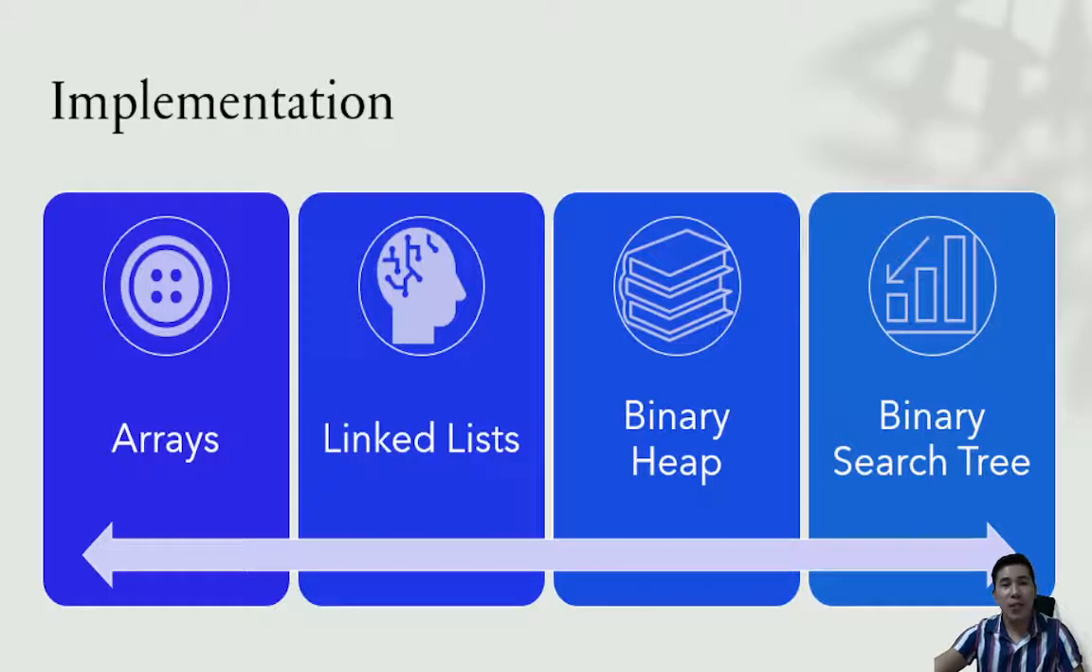So now let's talk about the implementation. The priority queue can be implemented through arrays, which is a fixed data structure. And then we also have a linked list, which is a dynamic type of structure. And then we also have the binary heap, which is how a priority queue is most commonly implemented. And then we can also implement a priority queue using a binary search tree.